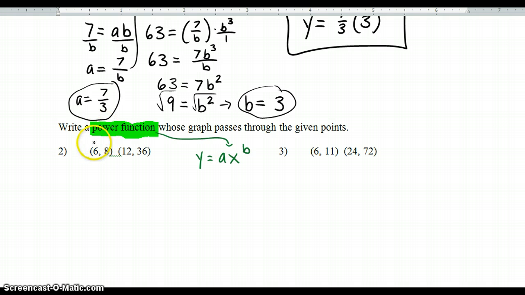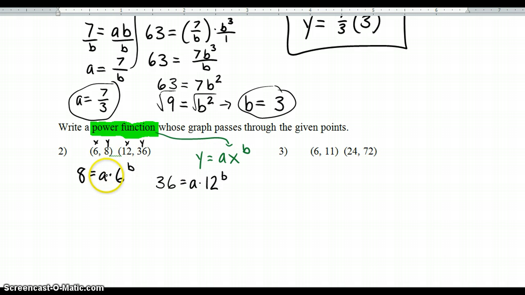Taking a look at number 2, once again, we have two sets of x and y values. So I can go ahead and substitute those in. I've got 8 equals a times 6, which I'm plugging in for x, to the b power. That's my first equation. The second one, I'm going to use the second point, so it's going to give me 36 equals a times 12 to the b power. Once again, we're taking these x, y values and just substituting them in for x and y to give us our two separate equations.